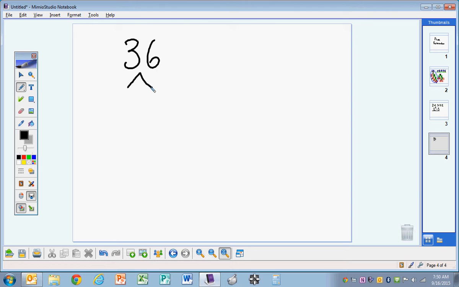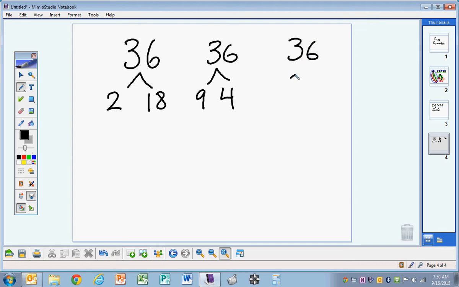At this time, choose a factor pair. I would suggest that you pause the video and play it again when you are ready. A factor pair you may have chosen was 2 and 18. If you didn't choose that, perhaps it was 9 and 4, or perhaps it was 6 and 6.